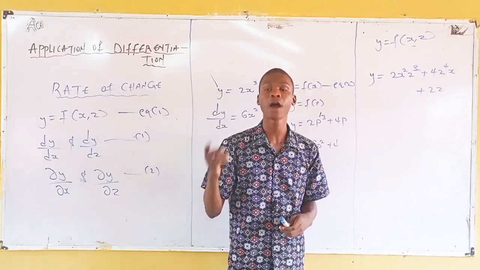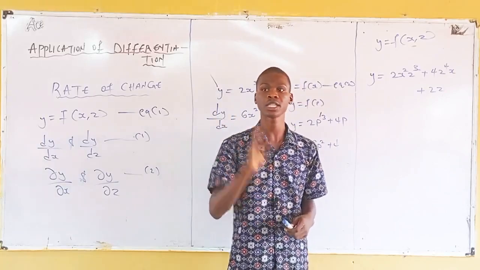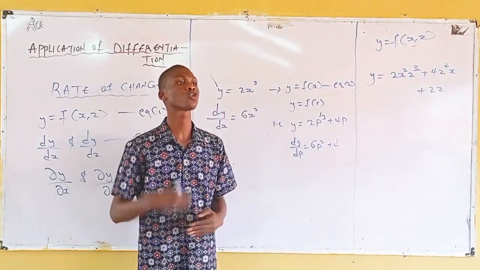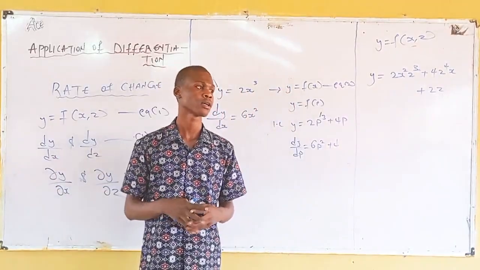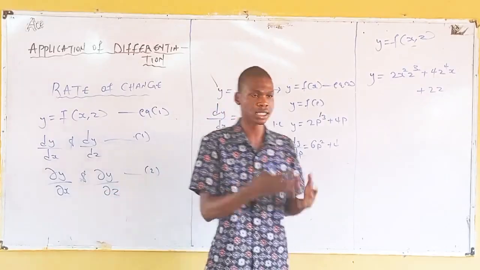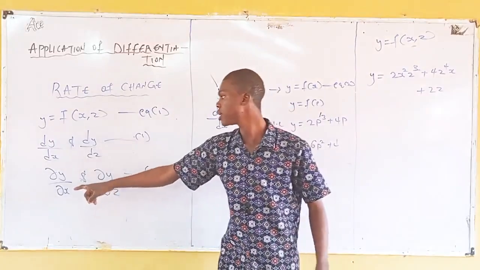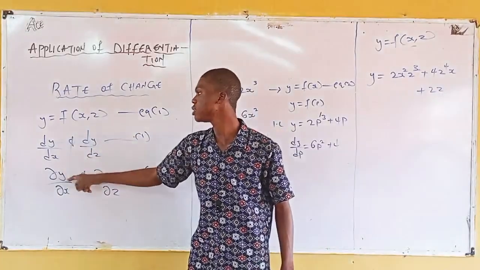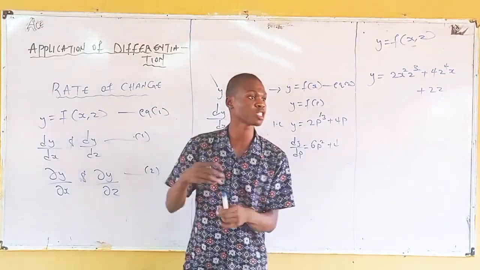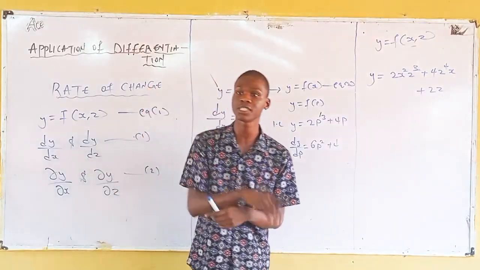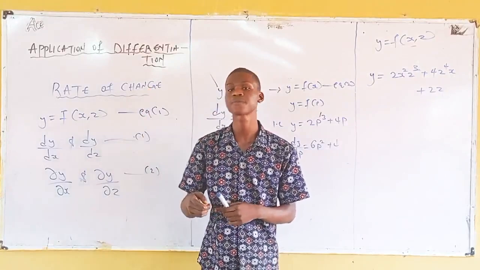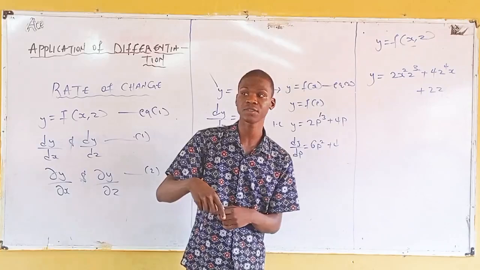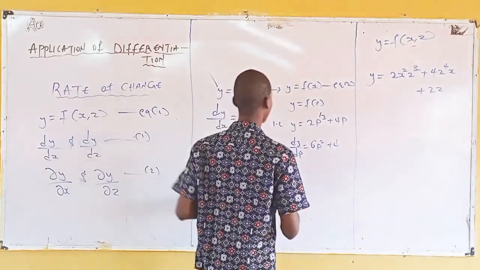How do you now solve? You apply the idea of partial derivative. Now, this is how it works. When you are differentiating with respect to x, you consider z a constant. From our analysis here, I'm going to have two derivatives. The first one is the derivative of y with respect to x, and the second one is the derivative of y with respect to z.